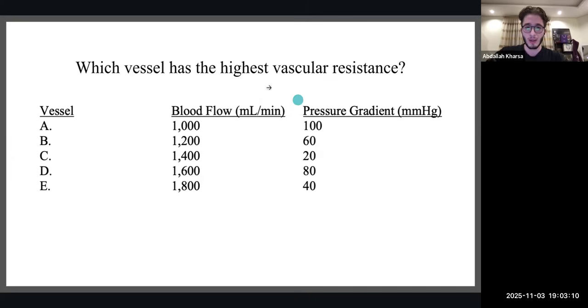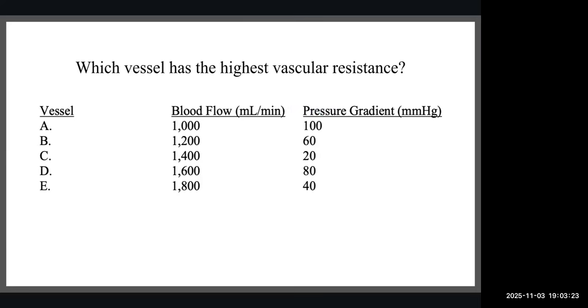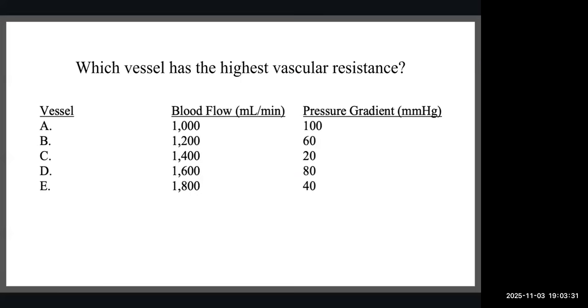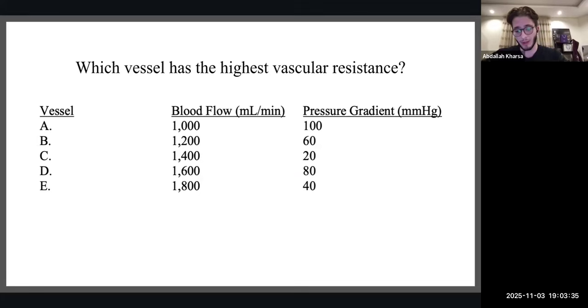Pretty simple. Can someone remind me what was the formula? Was it blood flow over pressure gradient, or pressure gradient over blood flow, or were they multiplied, or what was going on? Pressure gradient over blood flow. Pressure gradient over blood flow. Okay, so can you tell me what do you think the answer is? Probably C. Probably C. Okay, so let me open my calculator real quick.